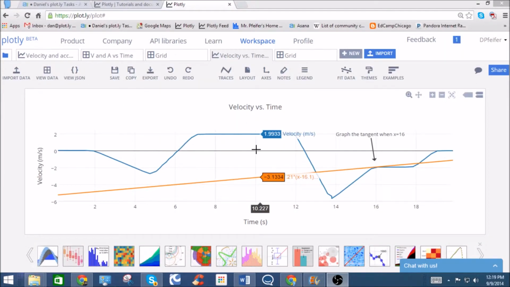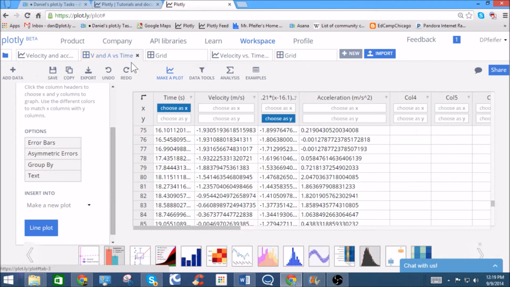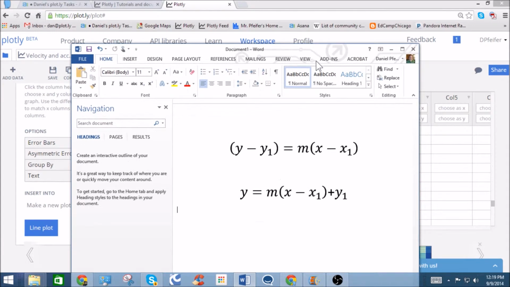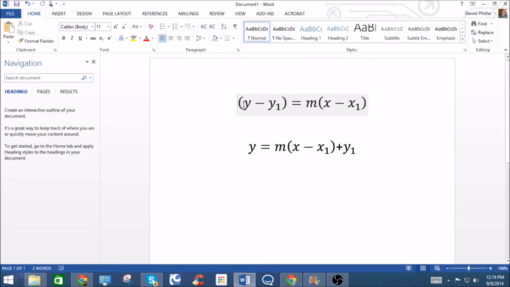Here I've graphed the tangent line when time equals 16 seconds. So to do this, I created a new column. You need to have a deeper understanding of derivatives and the equation of a line. I've used the point slope form here and rearranged to solve for y.